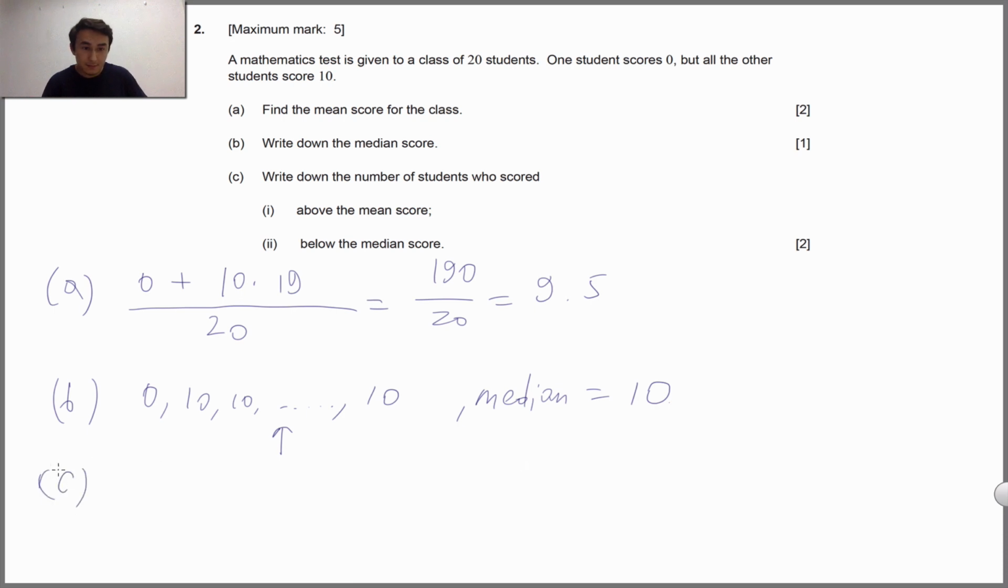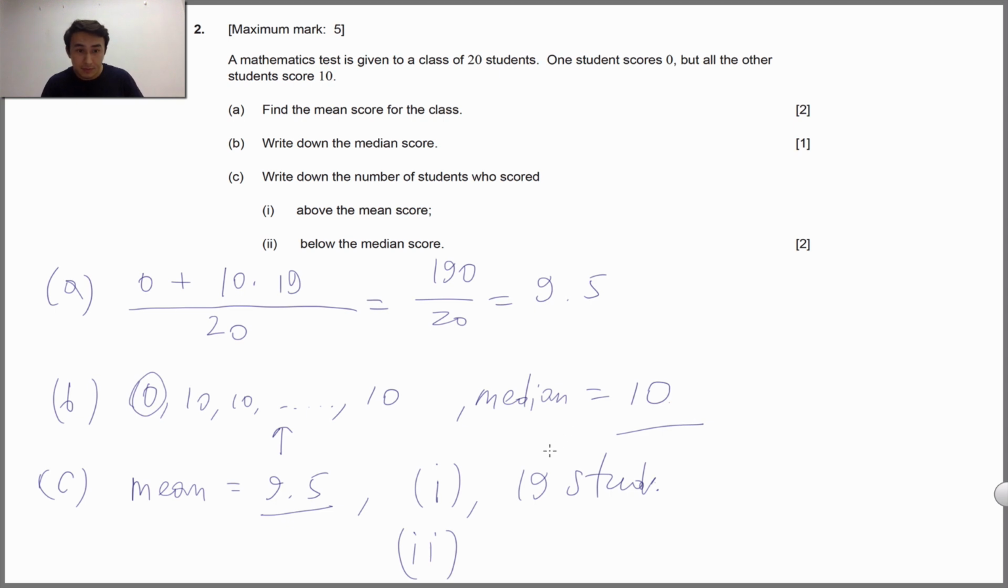And part C, write down the number of students who scored above the mean score. Now the mean score, as we have found, was 9.5. So all of these guys, except the one who scored 0 points, all of them scored higher than 9.5. So the answer to part I should be 19 students who scored more than the mean score. And below the median score. Now the median score was 10 points. How many students scored below 10 points? Only one guy who scored 0 points. So only one student. There we go.